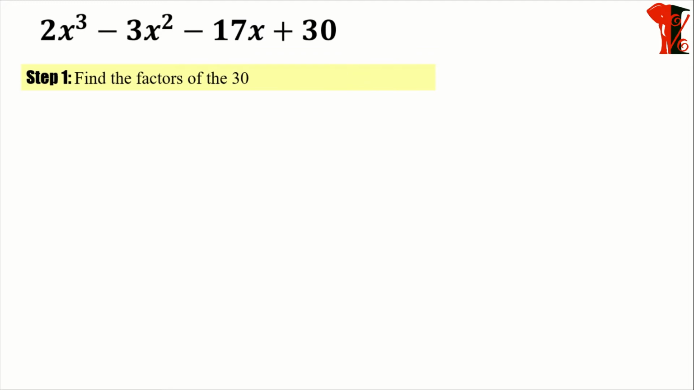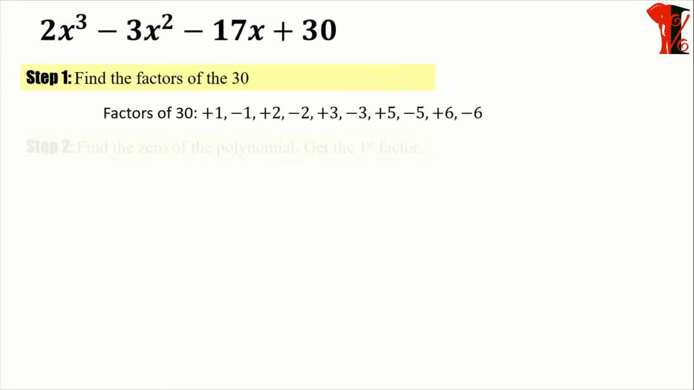Which numbers will divide 30? Plus 1 will divide, minus 1 will divide, plus 2, minus 2, plus 3, minus 3, plus 5, minus 5, plus 6, minus 6. Like that it will go on. But we will be writing only a few of them. Maximum we can write 5 to 6 and we will get factors within that. Now let us go to the next step. What is the next step?